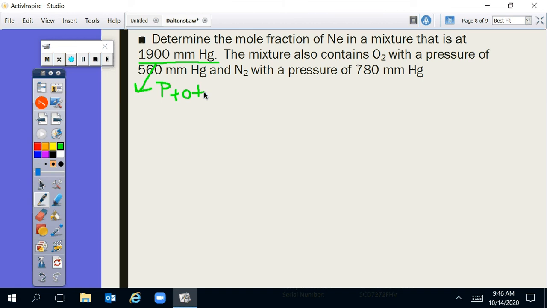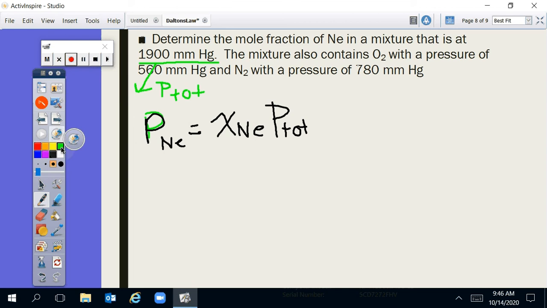Okay, so let's see, they want mole fraction, so let's take down the formula with mole fraction in it. So that means the partial pressure of neon is going to be the mole fraction of neon times the total pressure. Well, we want a mole fraction. We have the total pressure, but what we don't have is the partial pressure of neon. But we do have the partial pressures of the others. So we're going to need two equations here.